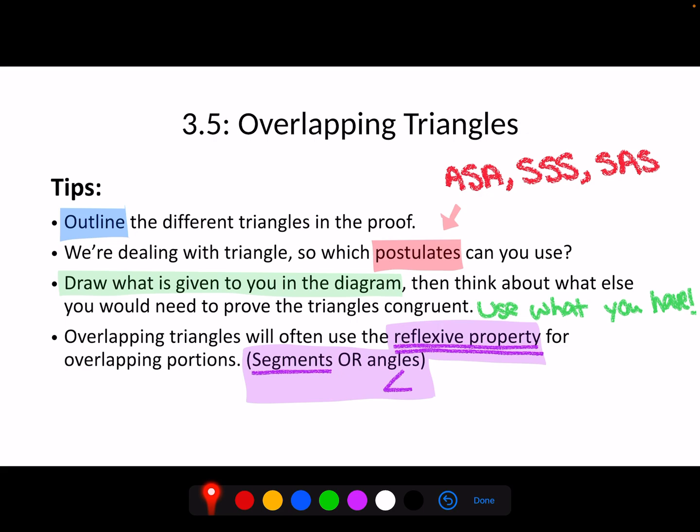Now, again, since they're overlapping triangles, they'll often share a piece of the triangle, whether it be a side or an angle. And if they are doing that, then you're going to be using the reflexive property. So look for those overlapping portions, whether it be a segment or an angle, and when you see that, you'll automatically know, hey, that's reflexive property, and you'll be able to have a piece of your triangle right away.